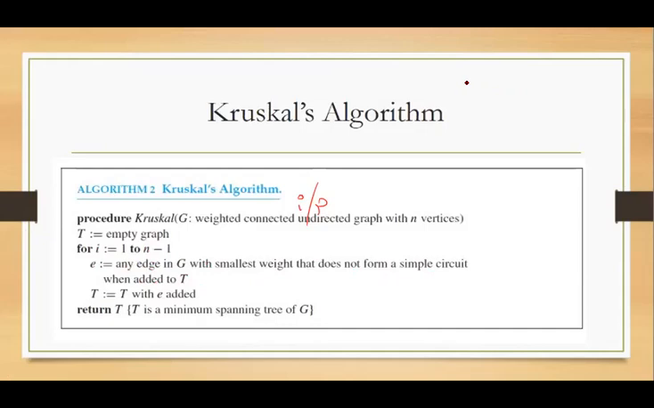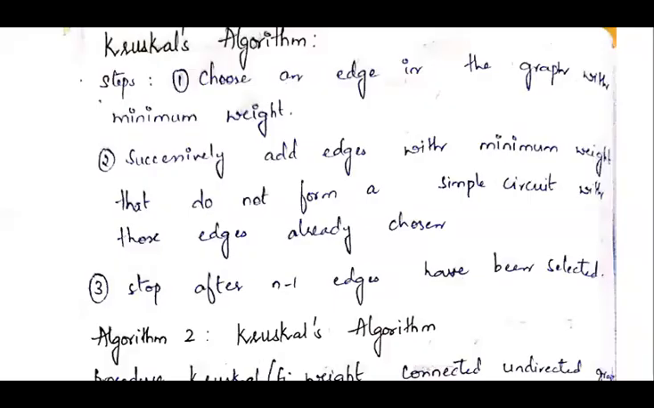So first and foremost, the smallest, then the next smallest, and this will continue till we have added all the vertices. So T with E added, and we keep on continuing n minus 1 times. Finally, we get a minimum spanning tree G. So this will be your Kruskal's algorithm and Prim's algorithm. And with respect to that, let me show you the steps.